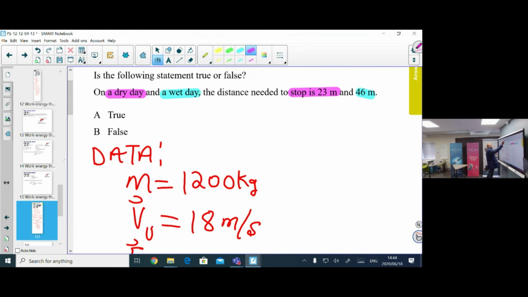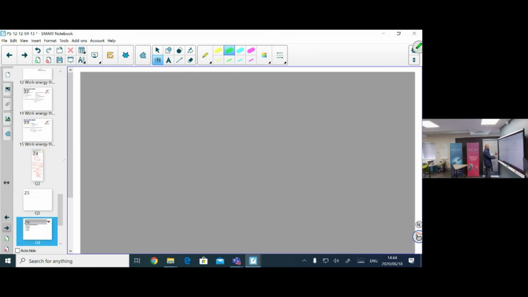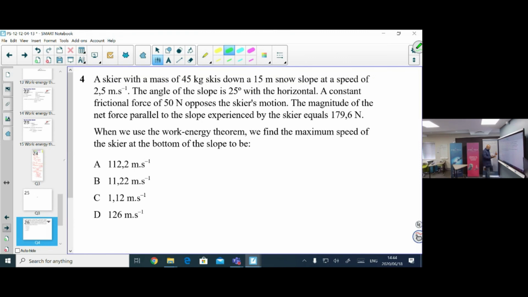Your A there is your answer. That is true. Let me try to go to another example. For this one, I will just tell you it's going to be your homework. It's easy as well. A skier with a mass of 45 kilograms. And then we have 15 meters. We have been given, don't forget.